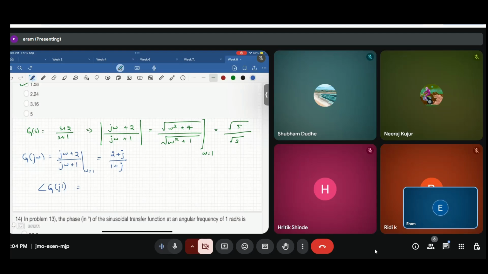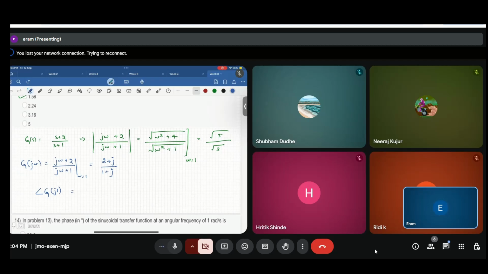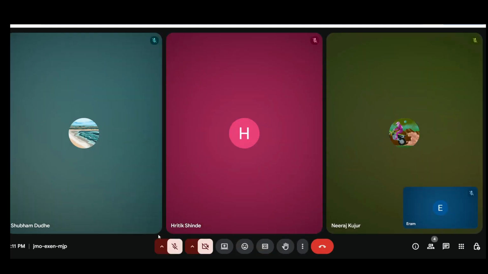We first find the angle of the numerator, which is tan inverse of imaginary by real, which is 1 by 2. And we have to subtract the angle of the denominator because... sorry, I lost my internet. Let me reconnect again.